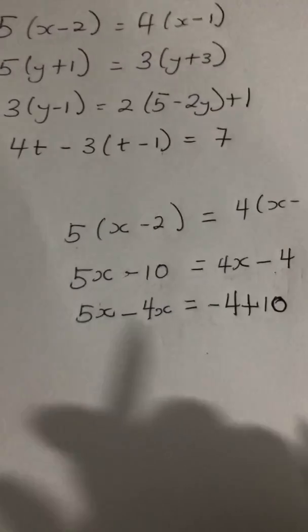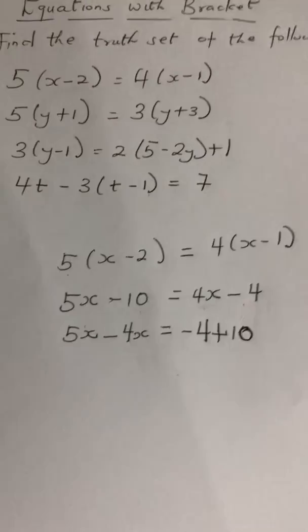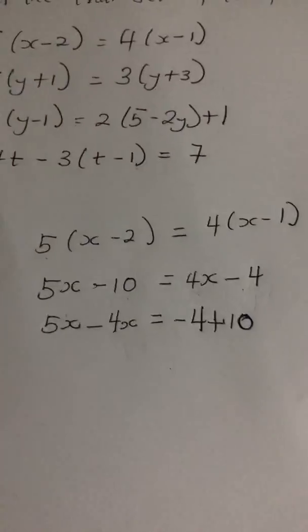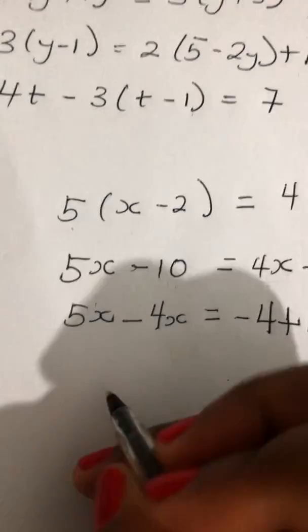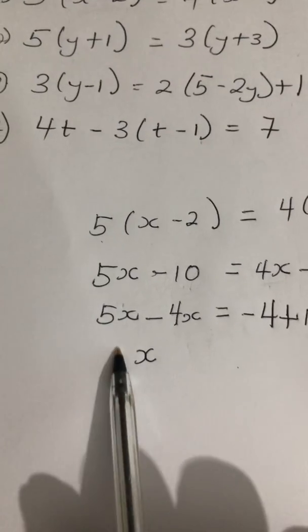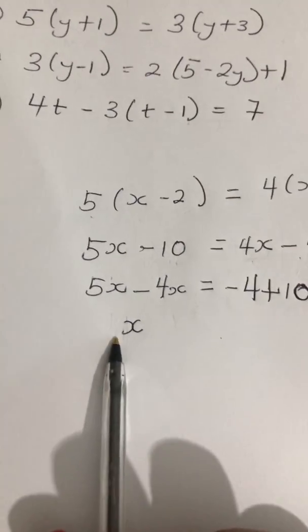Okay, now 5x minus 4x. The answer is what? 1x. And normally when you have 1x, you don't bring the 1, you just bring the x. Because anytime a variable is standing on its own, there's automatically a 1 here, which the teacher already knows. You don't have to bring the 1 here.